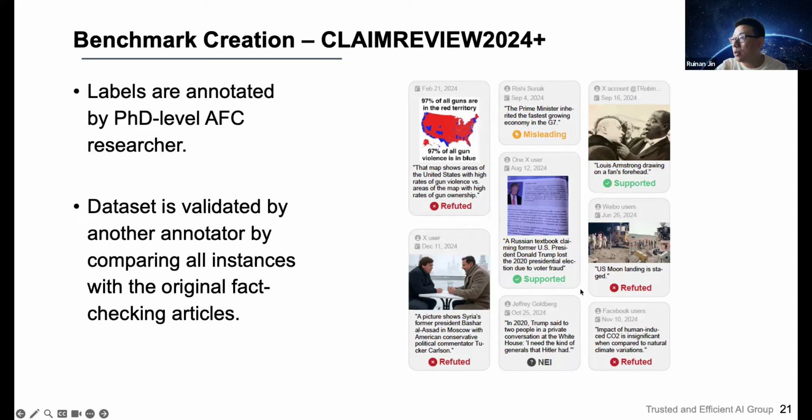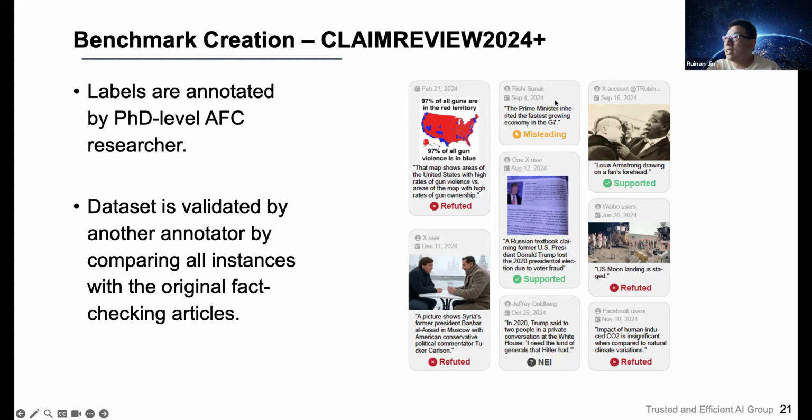For example, here's the supported case, where a Russian textbook claims former US President Donald Trump lost the 2020 presidential election due to voter fraud, which is the correct case, and it's matched with this newspaper, I guess, or the Russian textbook. Yeah.